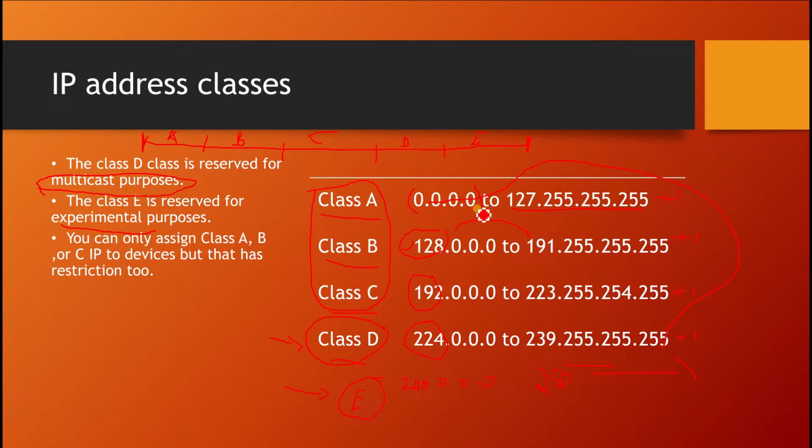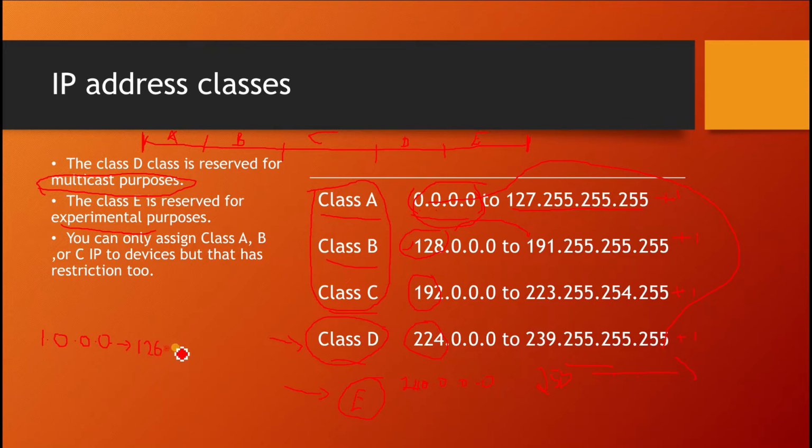Even though we have a range starting from 0.0.0.0, we are not using anything starting with 0. So technically, the first practical IP address starts from 1.0.0.0, and it will go up to, we don't even use 127, we use only up to 126. This is only in class A, right?